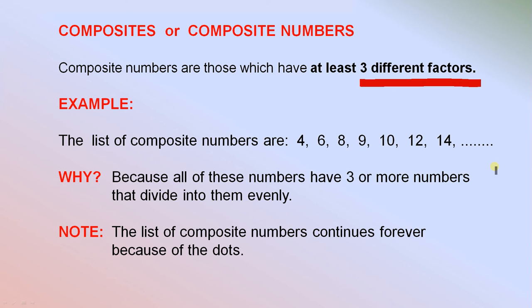Why are they composite numbers? Because all of these numbers have 3 or more numbers that divide into them evenly. Note, the list of composite numbers continues forever because of the dots.